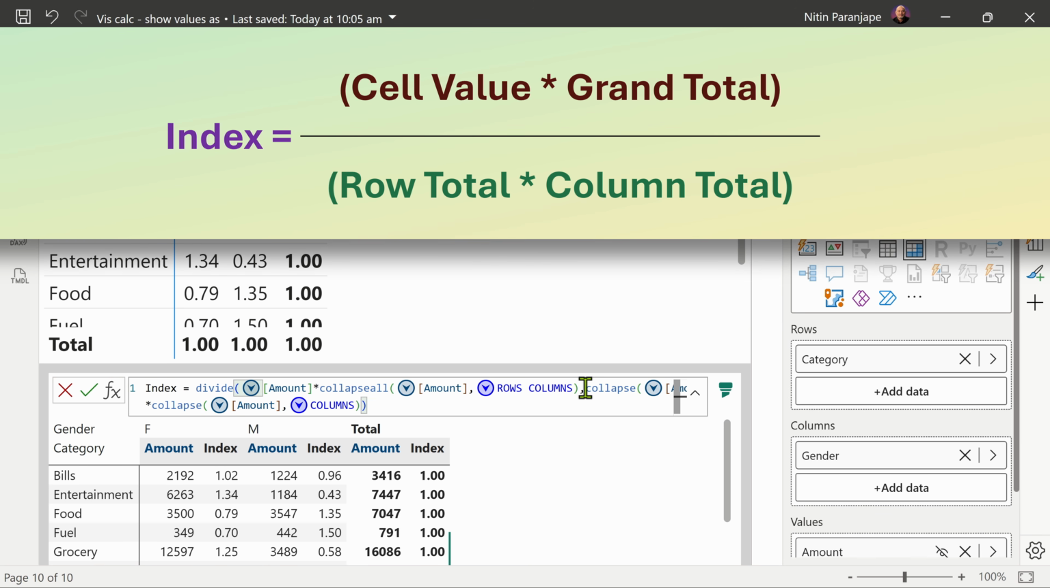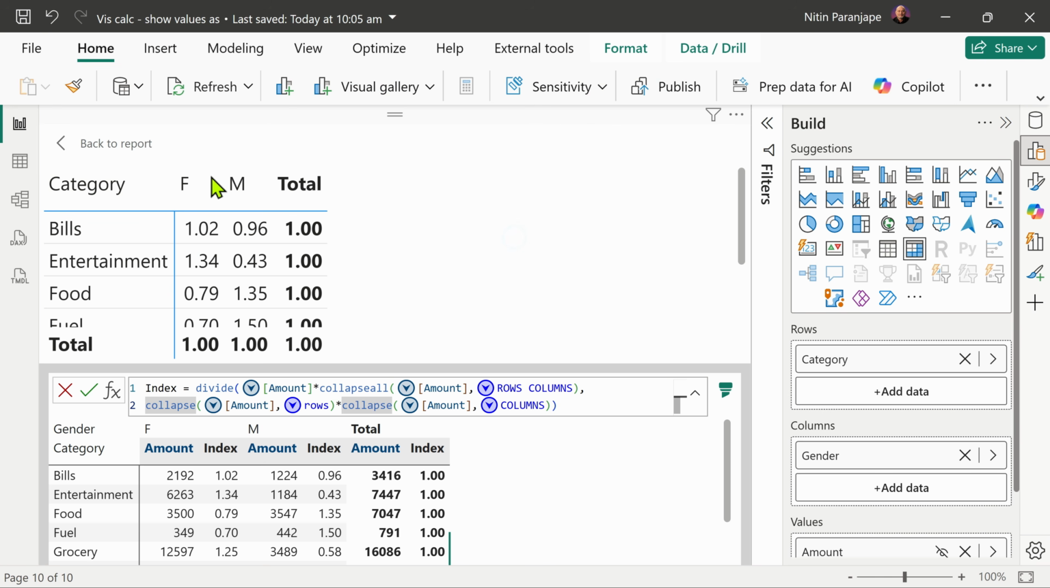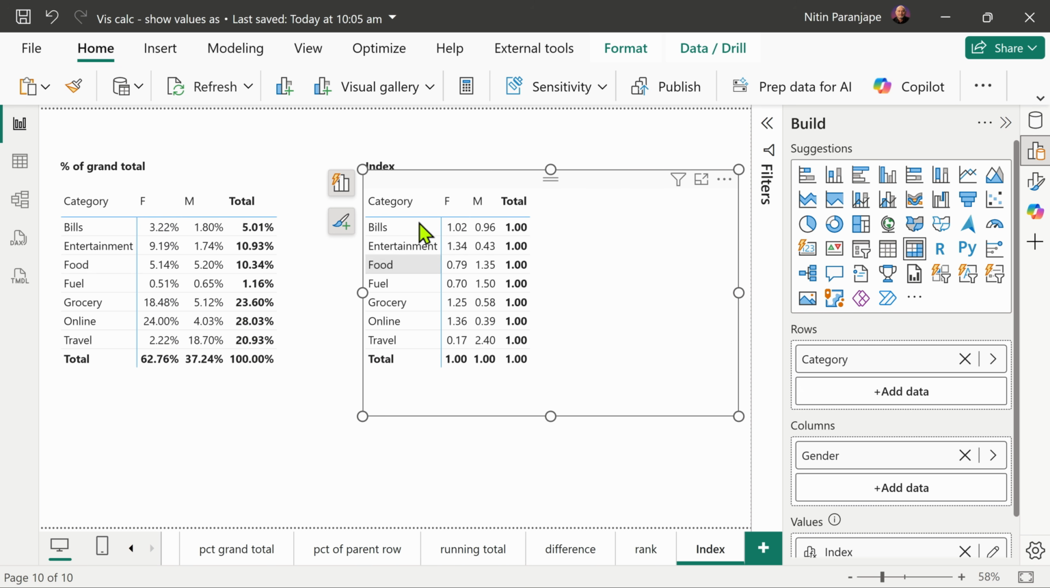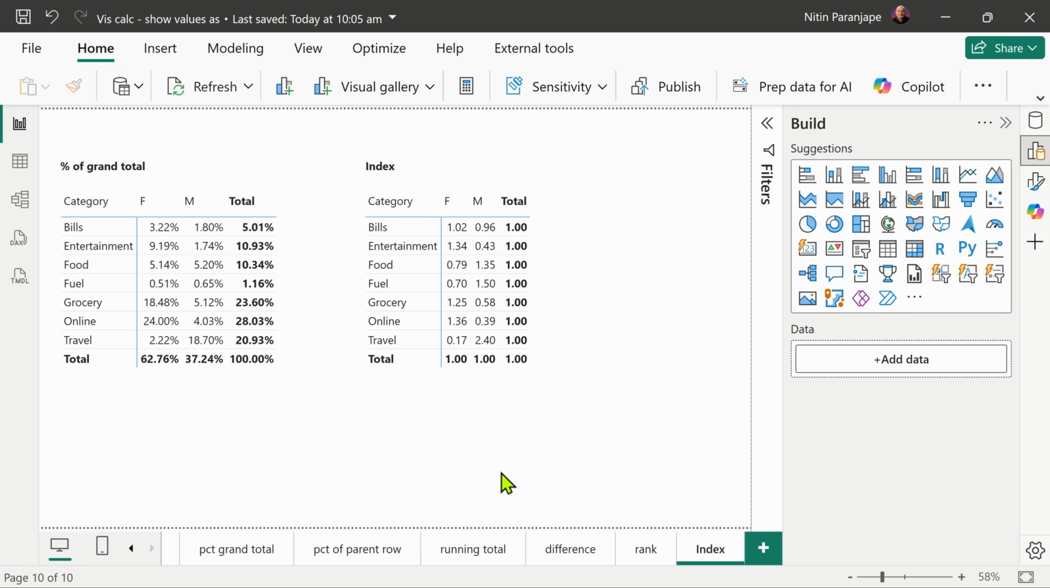And then you want to divide this whole thing by row total. How do you calculate row total? Collapse amount with the axis as rows, multiplied by column totals. How do we do that? Collapse amount by column axis. And that's it. We got a nice index created from this.